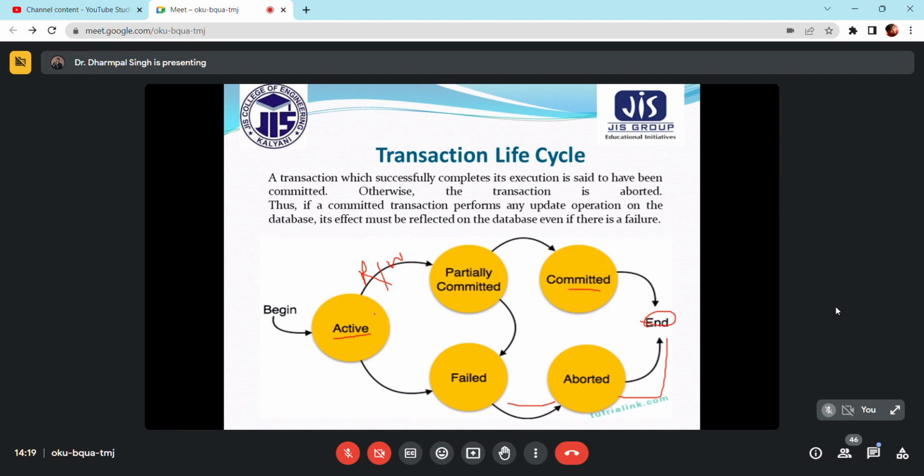The average case is that suppose I perform the read and write operations, went to partially committed, and after that I can see that the space is not available. So from that I can go to fail, and then you can go to abort, and after the abort you can go to the end. So is it clear to everyone?